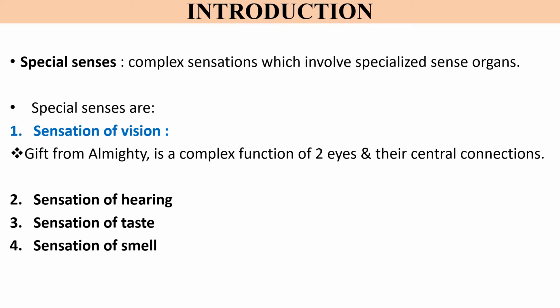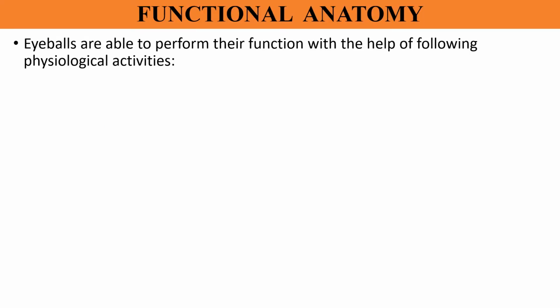The sensation of vision is a gift from God to all humans as well as animals. It is a complex function of two eyes and their central connections. Humans have two eyeballs that are able to perform their functions with the help of the following physiological activities.